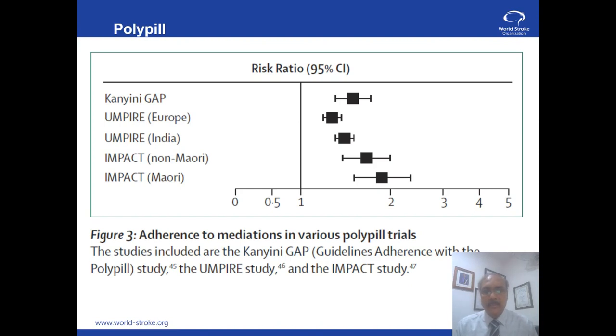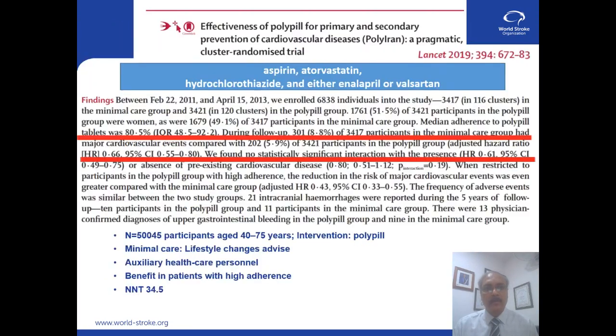This slide shows the summary of some of the earlier polypill trials, which focused on adherence to medication, control of blood pressure, etc. And clearly it shows that there is improvement in adherence to medications in the various polypill trials. But the large-scale study, that is the PolyIran trial, looked at the effectiveness of polypill for primary and secondary prevention of cardiovascular diseases.